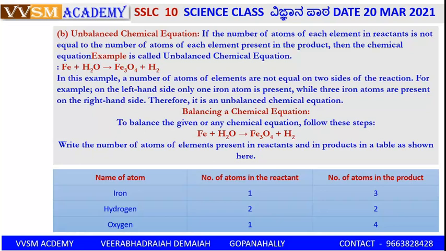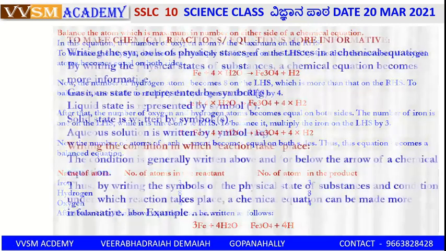So here I will tell you how to balance the chemical reaction. Now we see here, name of atom: iron, number of atoms 1, number of atoms in the product 3, hydrogen. The number of atoms in the reactant side for iron, hydrogen and oxygen are 1, 2 and 1 respectively. But in the product side, they are 3, 2 and 4. So the number of atoms in the reactants and the number of atoms in the products should be equal to each other in a balanced chemical reaction, without changing the formulae. That is important.